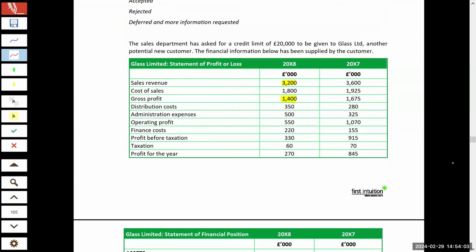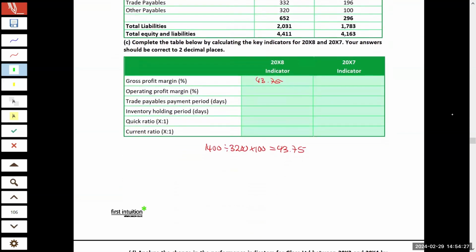I'll do the exact same thing for the prior year. It doesn't matter which order you do the years. I know I'm arguably doing this backwards in terms of chronological order, but I just do it in the order they come on the columns as I make my way through. You can do the previous year first or this year first, dealer's choice. 1,675 divided by 3,600, multiply by 100, 46.53%.